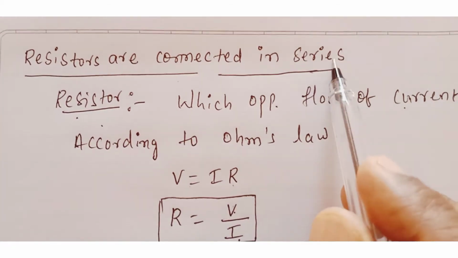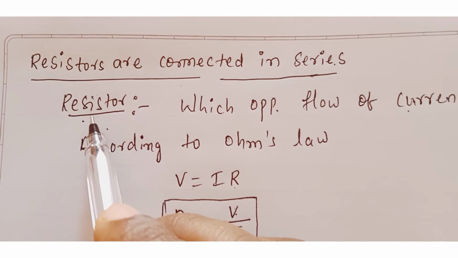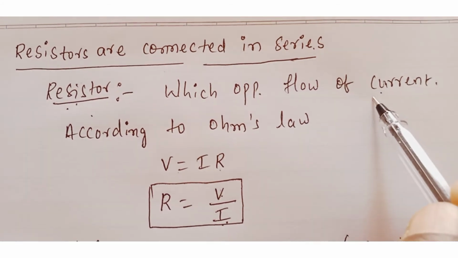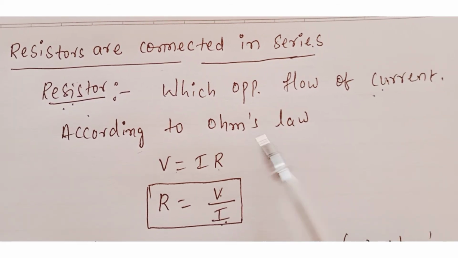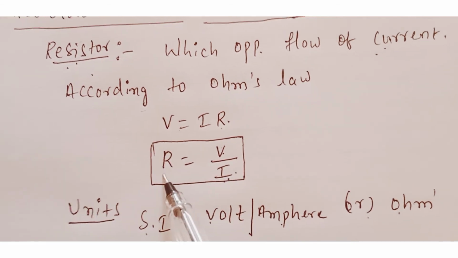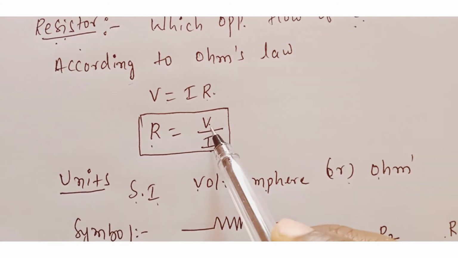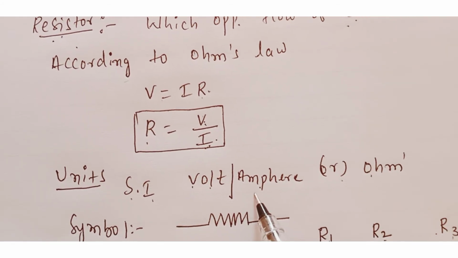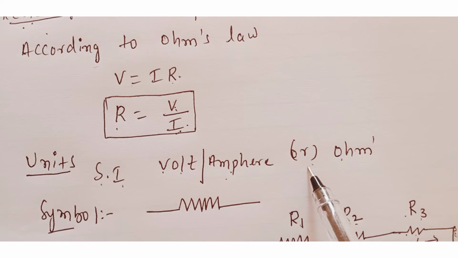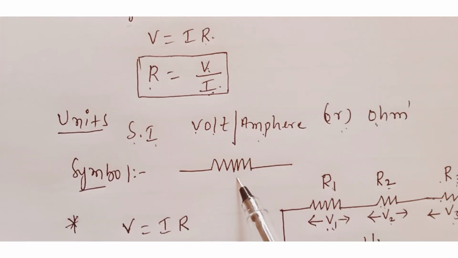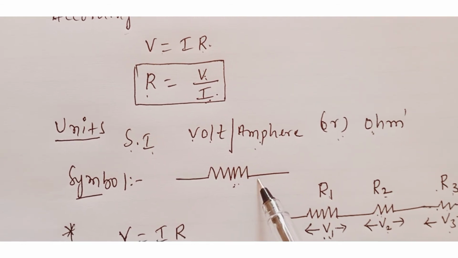Observe once again, resistors connected in series. First of all, we discussed what is meant by resistor. A resistor is a conducting wire which opposes the flow of current in the circuit. According to Ohm's law, V equal to IR, then R equal to V by I. The SI unit of potential difference or voltage is volt. The unit of current is ampere. Another unit is ohm. This is the symbol of resistance used in the circuit.